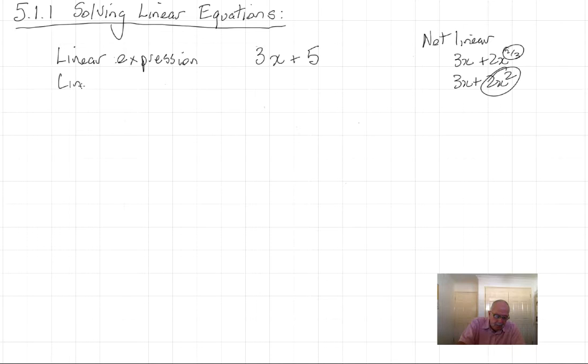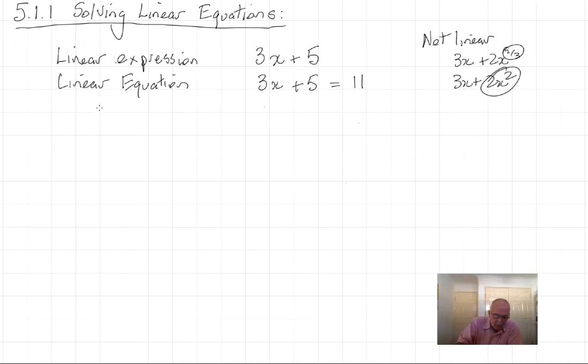Now, a linear equation is when we introduce an equals. So, for instance, if we had 3x plus 5 is equal to 11. What we've got here is a linear expression over here equals some number. So we want to find all the values of x so that when that value of x is multiplied by 3 and we add 5, we're going to get the number 11.